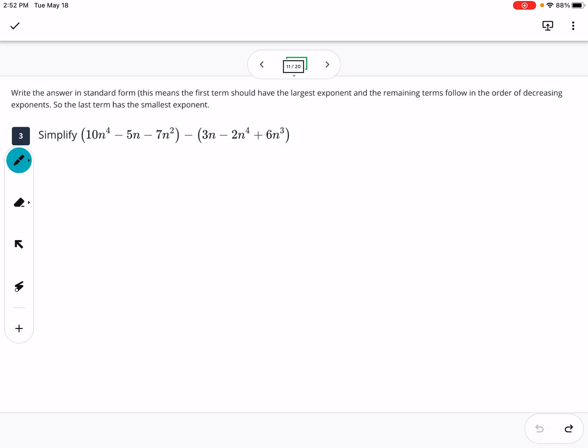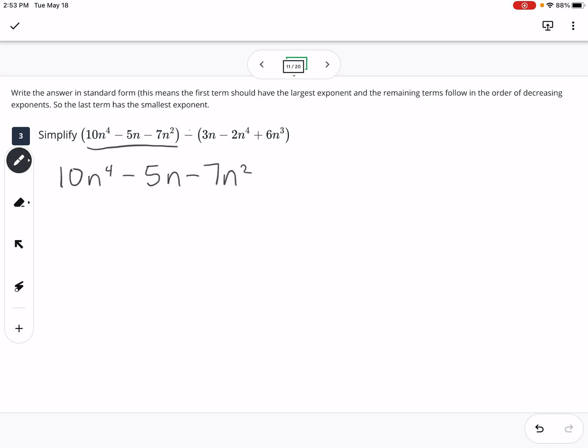So the first thing I notice is that this first polynomial is grouped in parentheses, not really for any reason. But this second set of parentheses really does mean something, because everything inside that second set of parentheses is being subtracted. So the first thing I'm going to do is rewrite this without parentheses. For this first one, I'm just copying. I literally copied what was inside the parentheses.